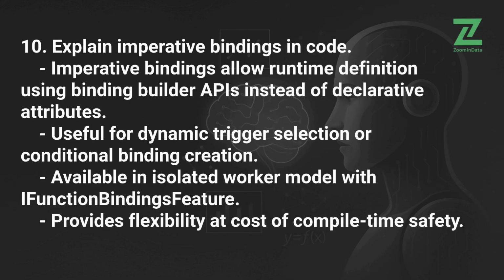10. Explain imperative bindings in code. Imperative bindings allow runtime definition using binder APIs instead of declarative attributes. Useful for dynamic trigger selection or conditional binding creation. Available in the isolated worker model with the IFunctionBindings feature. Provides flexibility at the cost of compile-time safety.